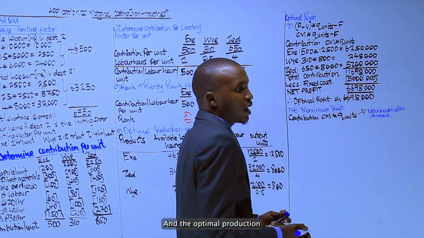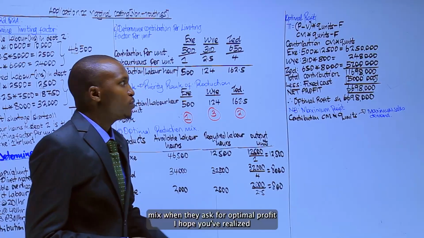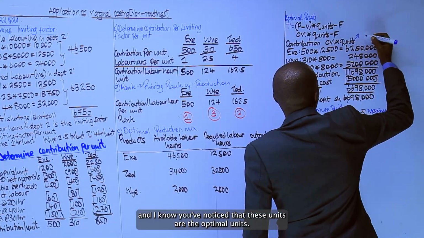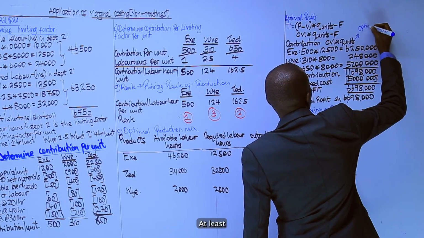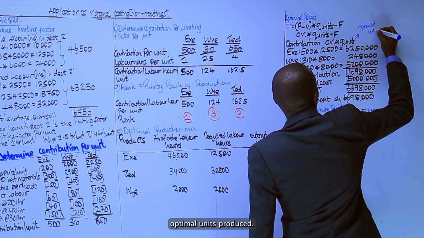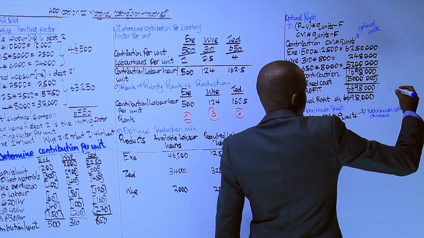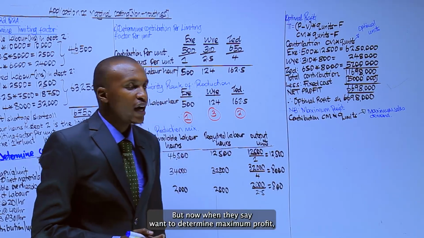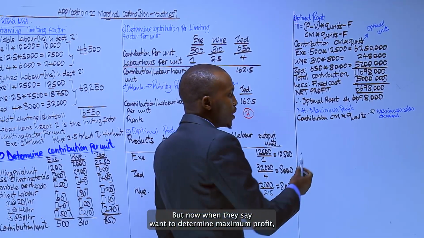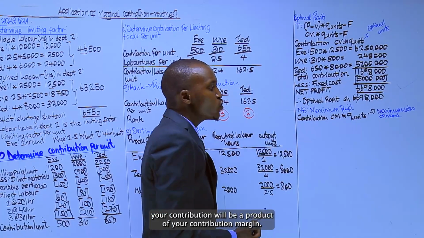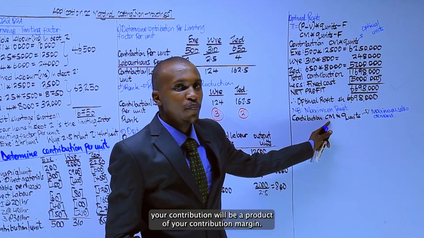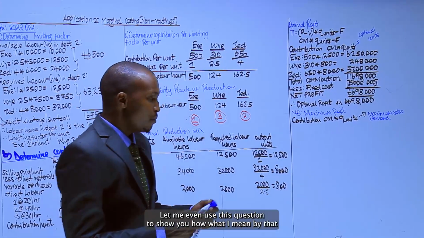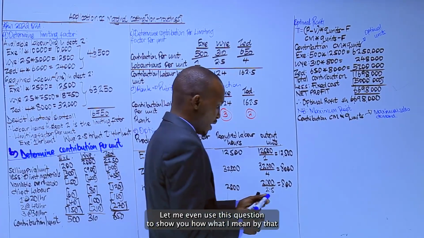And for the optimal production mix, when they ask for optimal profit, I hope you've realized that these units are the optimal units produced. But now, when they say determine maximum profit, your contribution will be a product of your contribution margin, but now the units are the maximum available sales. Let me even use this question to show you what I mean by that.